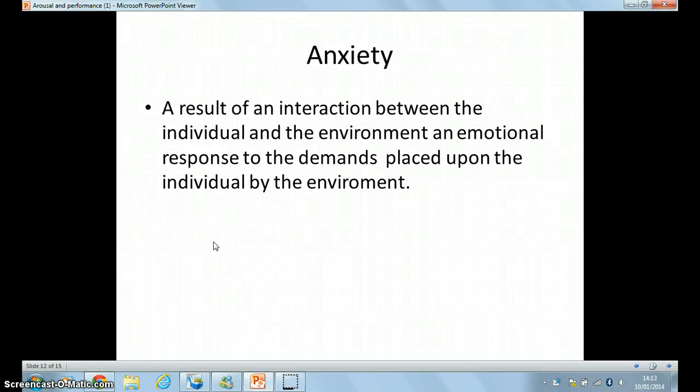Anxiety. A result of an interaction between the individual and the environment, and an emotional response to the demands placed upon the individual by the environment.